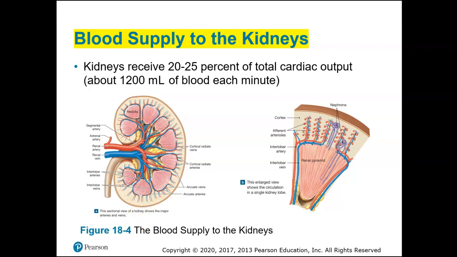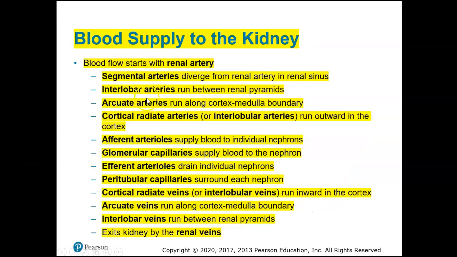Then the blood drains back into the arcuate veins, and then the interlobar veins, and cortical radiate veins, arcuate veins, interlobar veins, and then we have the renal vein, and then everything drains into the renal vein. So this is in the notes.